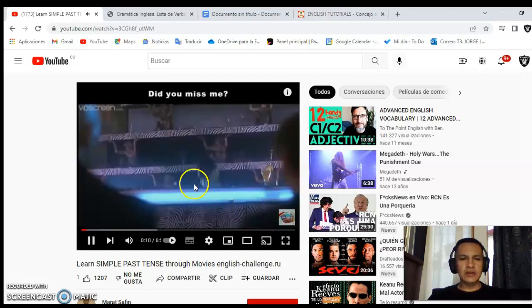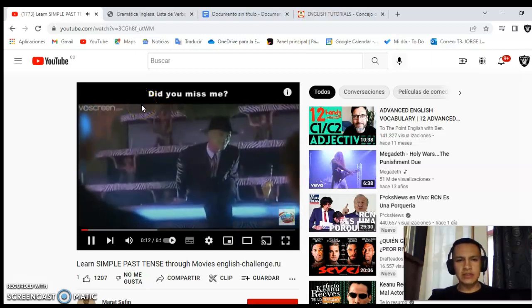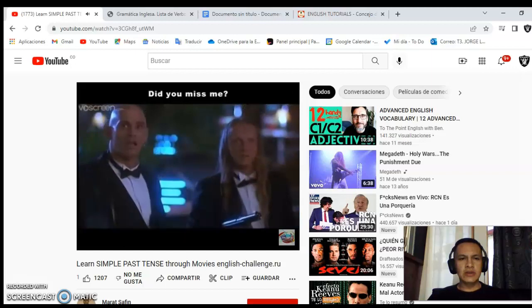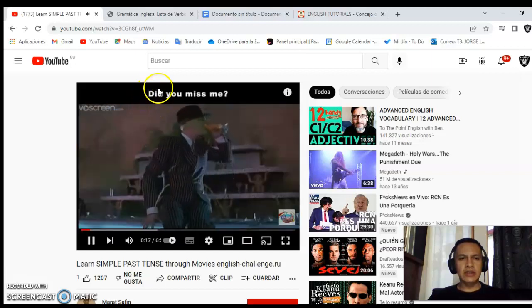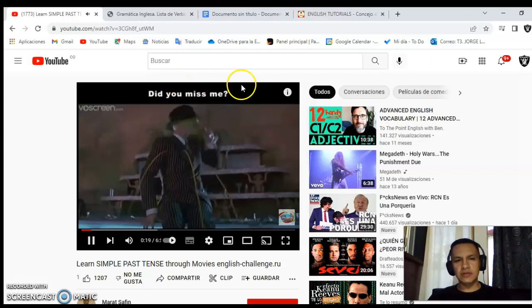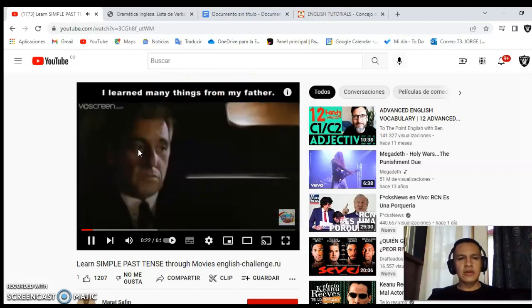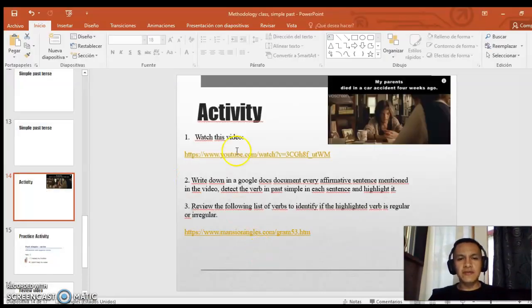It's very interesting because it's applying some scenes of movies. And we can study the structure of the interrogative questions. We can see in this example how we apply the past simple with regular verbs, and we have to identify the structure that we already studied. Okay, this is the first part of the task that you have to develop.